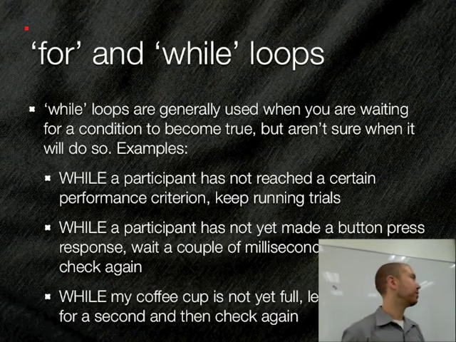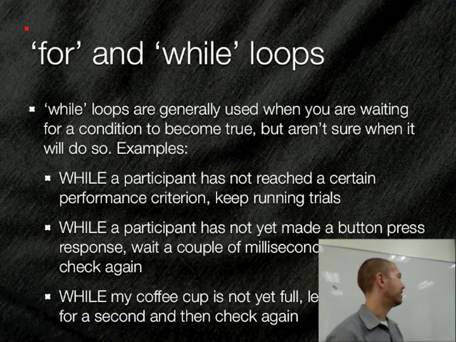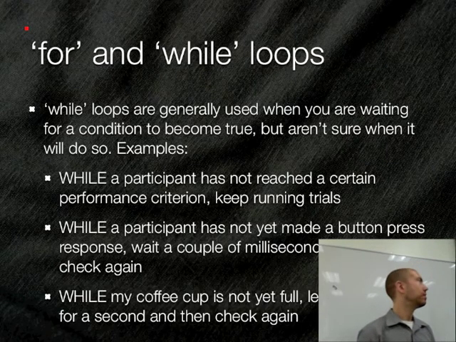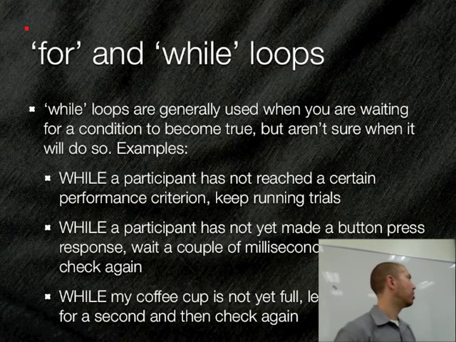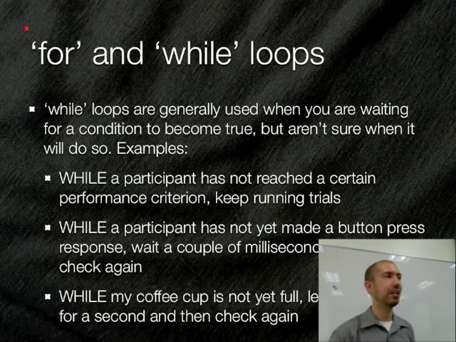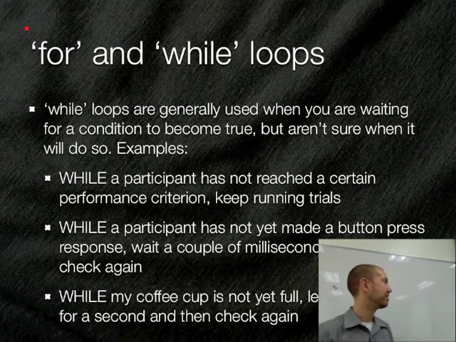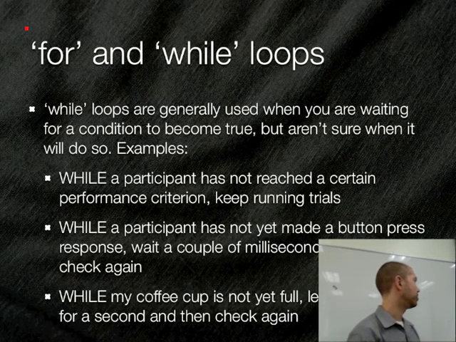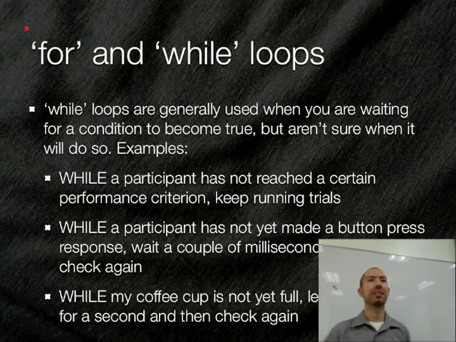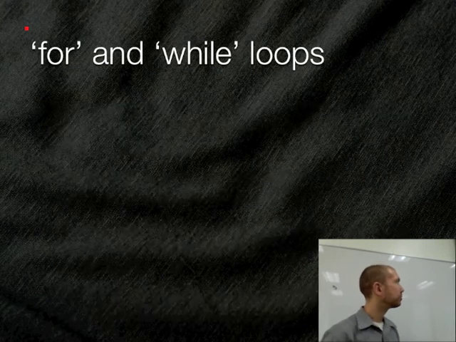Going back to that algorithm we did last time for coffee making, you might say something like, while my coffee cup is not yet full, let the water run for a second and then check again, right? If you don't know how big the coffee cup is, you might wait 2 seconds for the water to fill it up or 3 minutes if the water runs really slowly. So you just have a while loop and say, until it's full, let the water keep running and keep checking, right? Does this all make sense to people, why you would use a while loop?